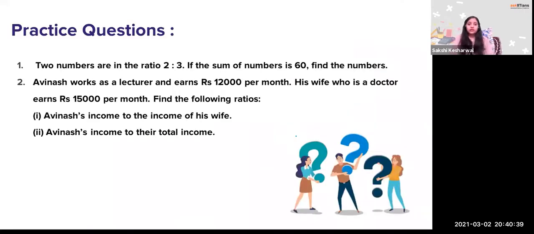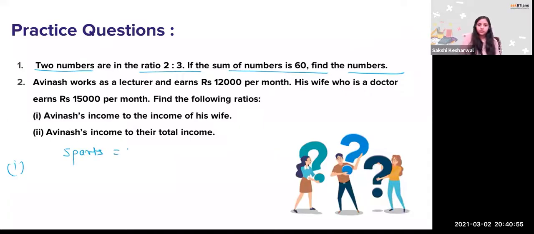Okay, so these are your homeworks. We can do it a little bit fast also. It says that the two numbers are in the ratio 2:3, and the sum of the numbers is 60. So it is divided into how many parts? 5 parts. So 5 parts is equal to how much, beta? 60. So one part is equal to how much, beta? 60 divided by 5, which is equal to 12, right?